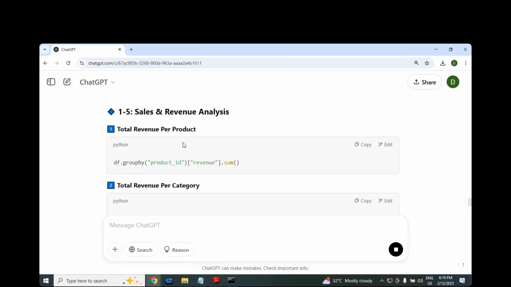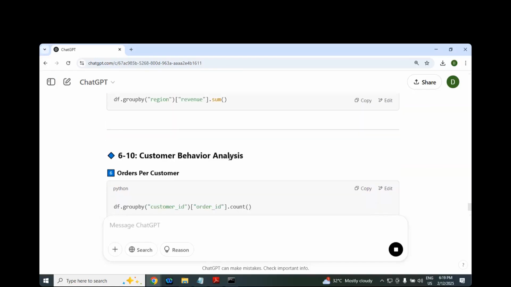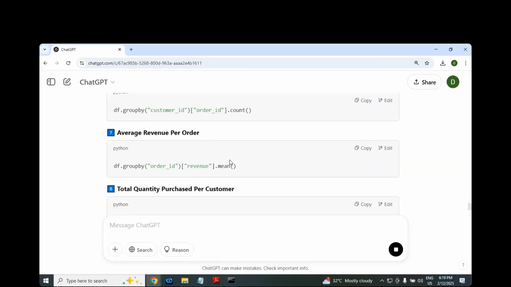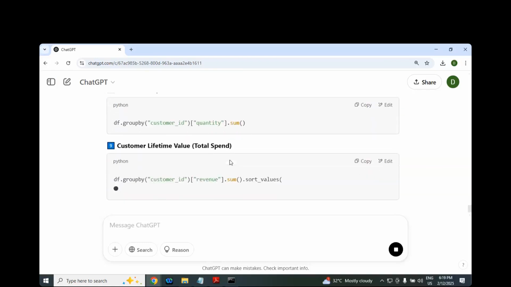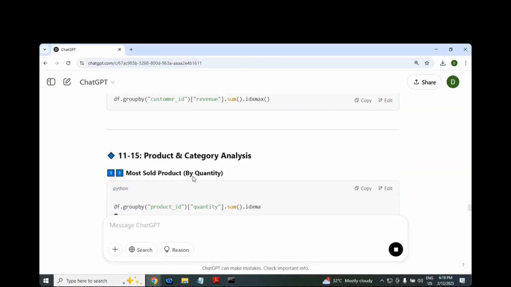Then it will give 1 to 5 sales and revenue. The next examples will be on customer behavior analysis. The 11 to 15 are product and category analysis. Did you understand or not, sir? So you can do a lot of practice. To understand these examples, you have to be good in our material. First, you have to be a master in our material. Once you understand our material, based on chapter wise, you can ask questions.